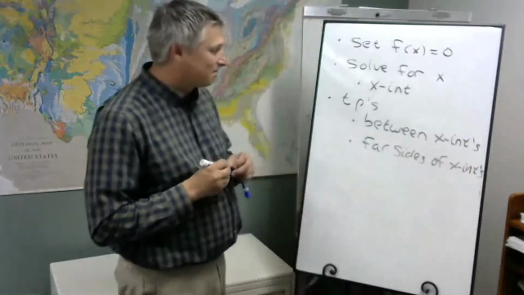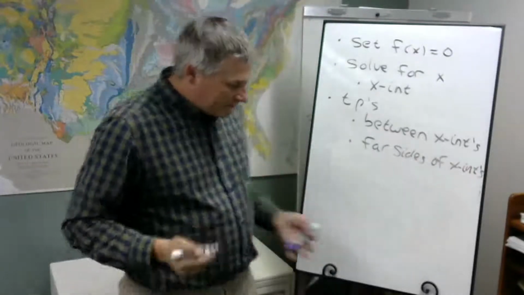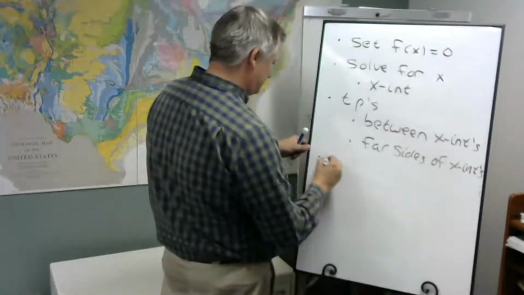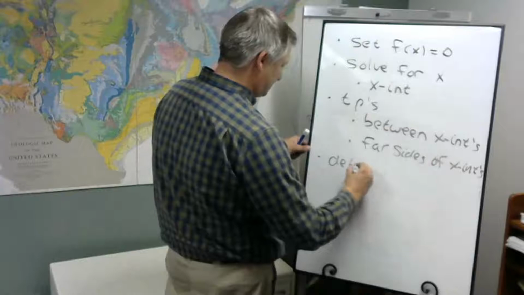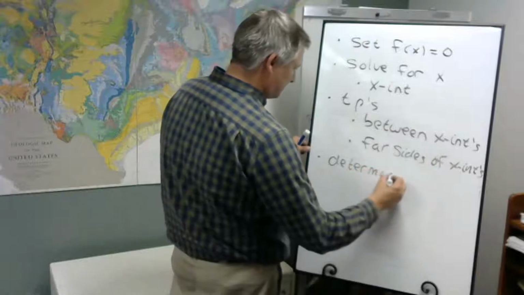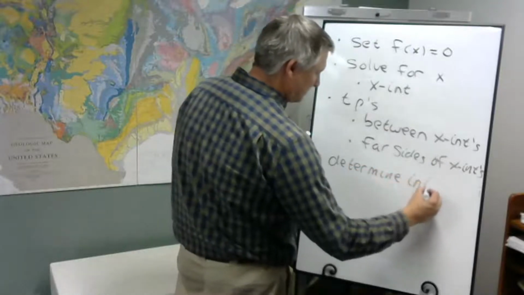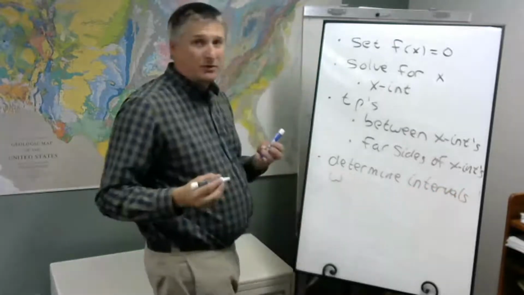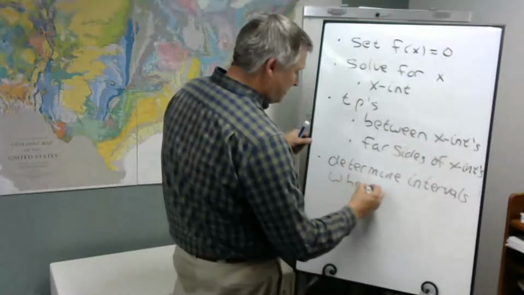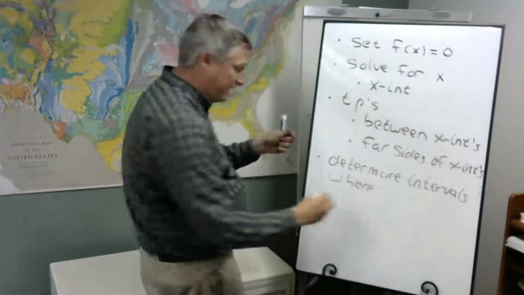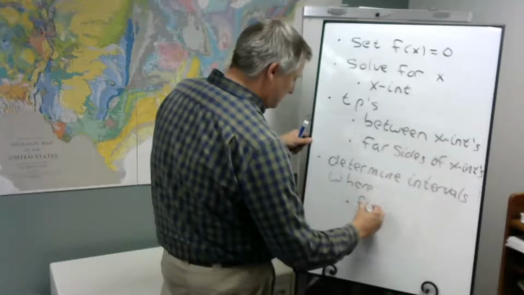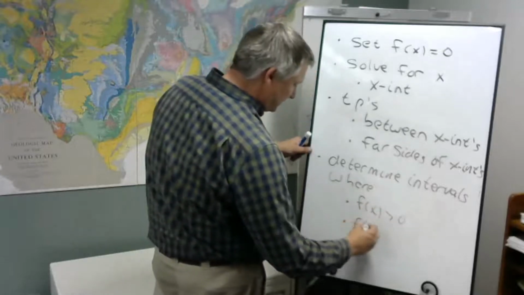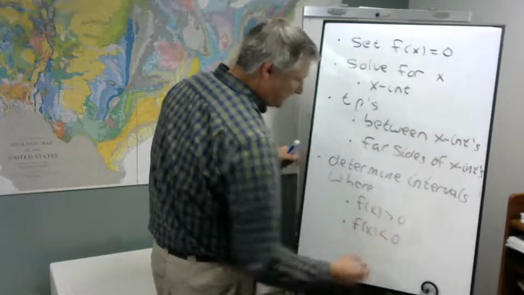of the x-intercepts. And then we'll test these TPs, and then we'll just determine, and this depends on the question we're being asked, but we might be asked to determine where f of x is greater than 0, or where f of x is less than 0.